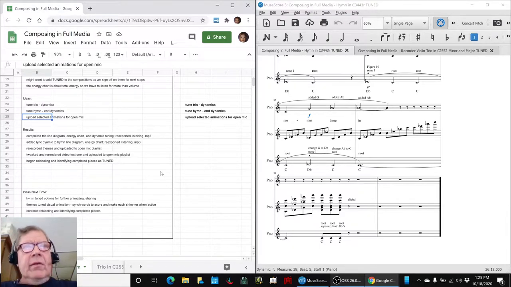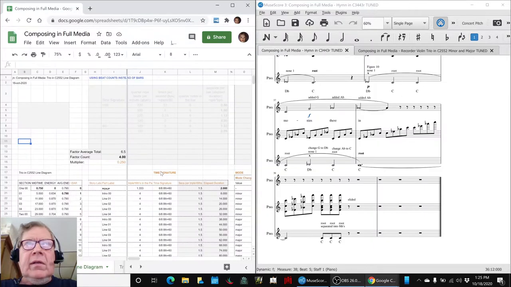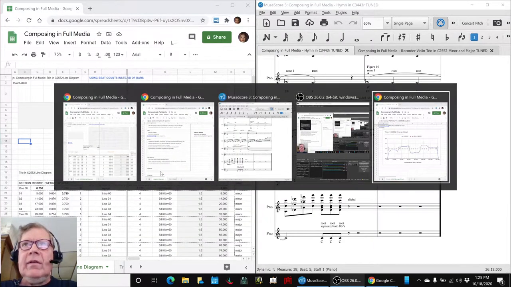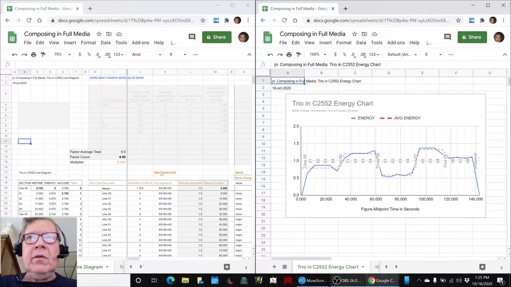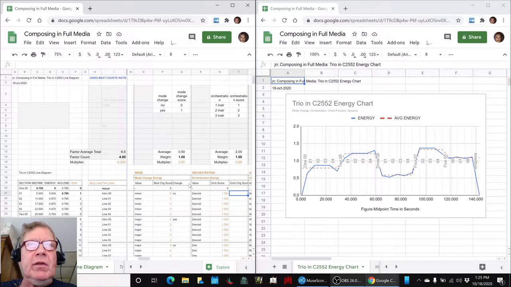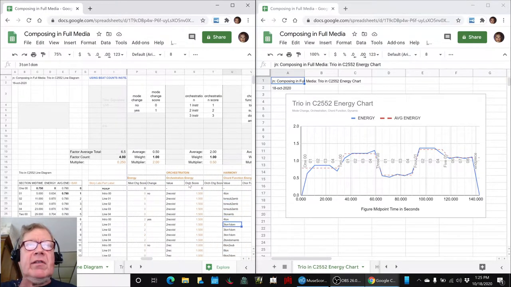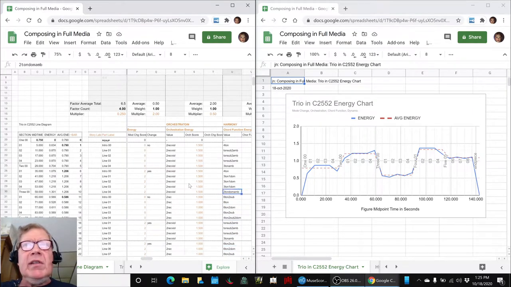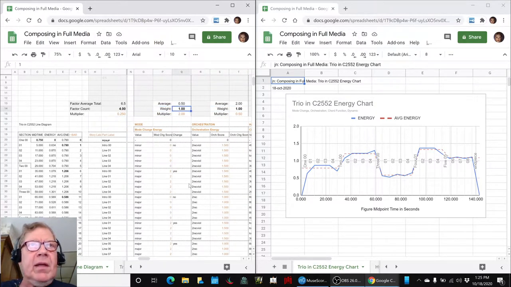So the thing we spent the most time on was this thing. This is the trio, the recorder violin trio. And we had not really done any major trying to identify what the elements were. We knew that we were changing modes. We knew that we were changing orchestration, turning the violin off and on, and so forth. So as usual with these diagrams, it's really interesting to see what happens when you turn things off and on. So for example, if we turn off, is it a mode change?